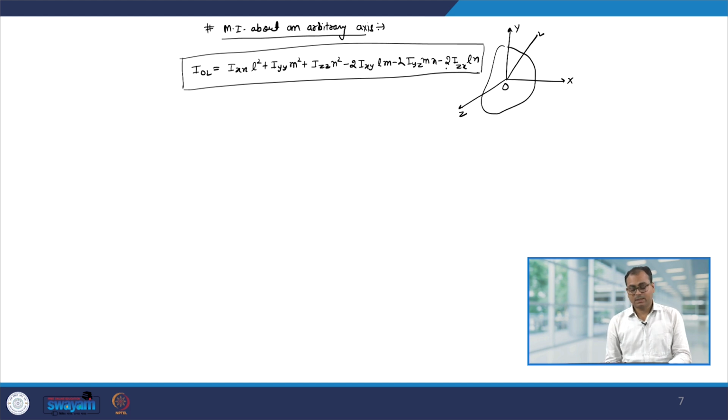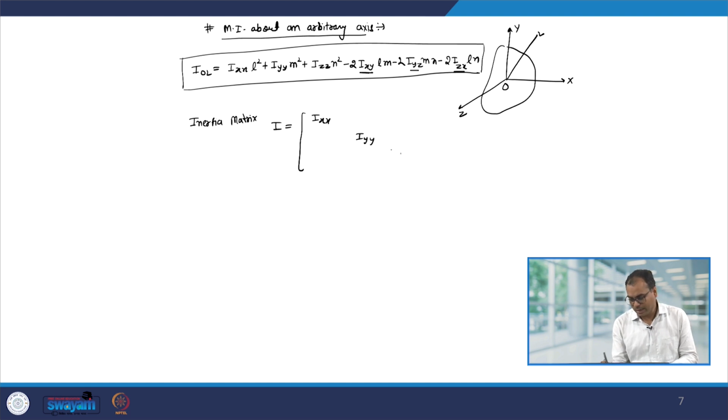Here Ixx is the moment of inertia about the x axis. Herein we encountered Ixy, Iyz and Izx, which are the products of inertia, and the inertia matrix I is defined as Ixx, Iyy, Izz on the diagonal, with minus Ixy, minus Ixz, and minus Iyz as the off-diagonal terms. Then we discuss the principal axes of inertia.